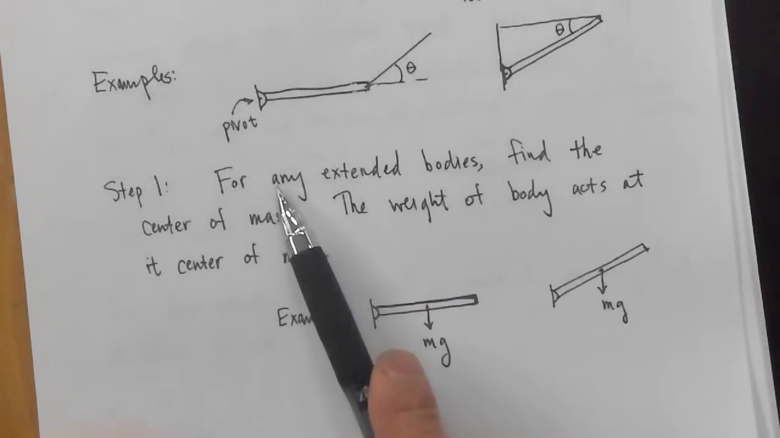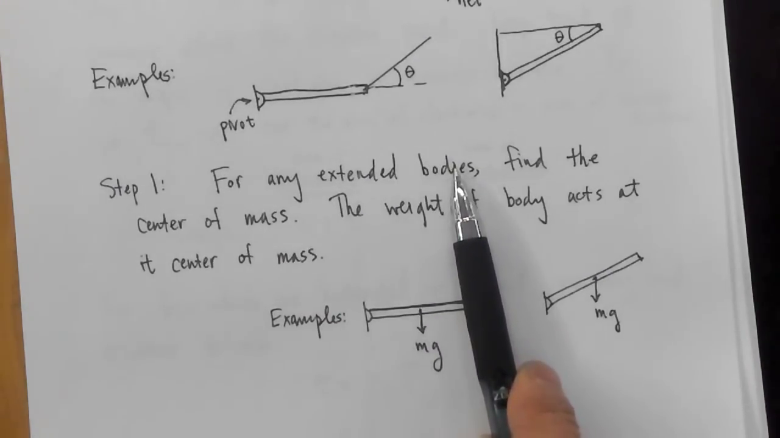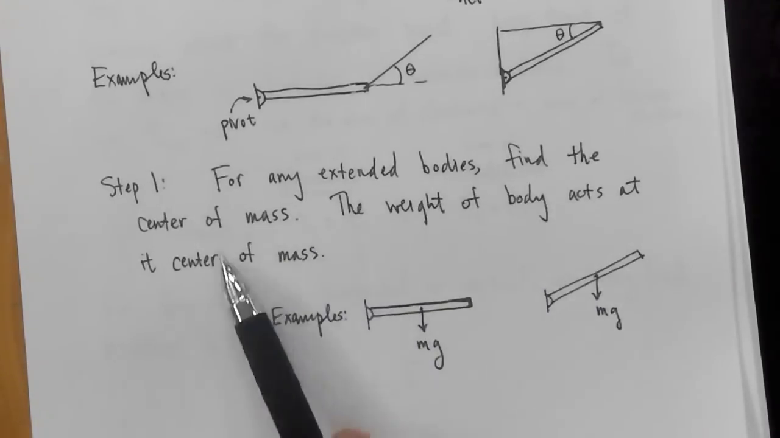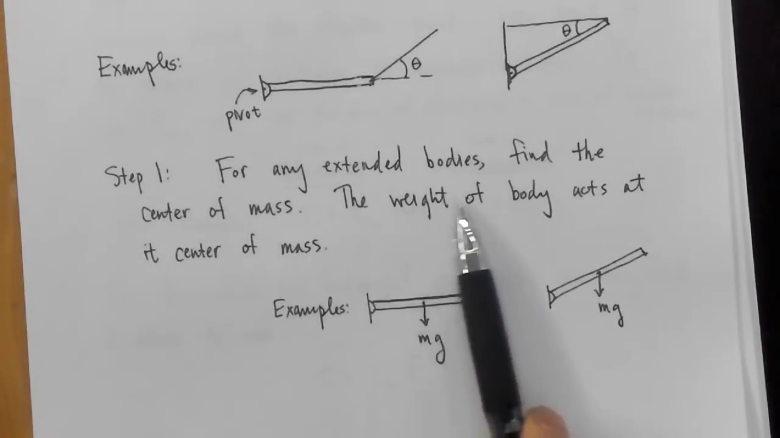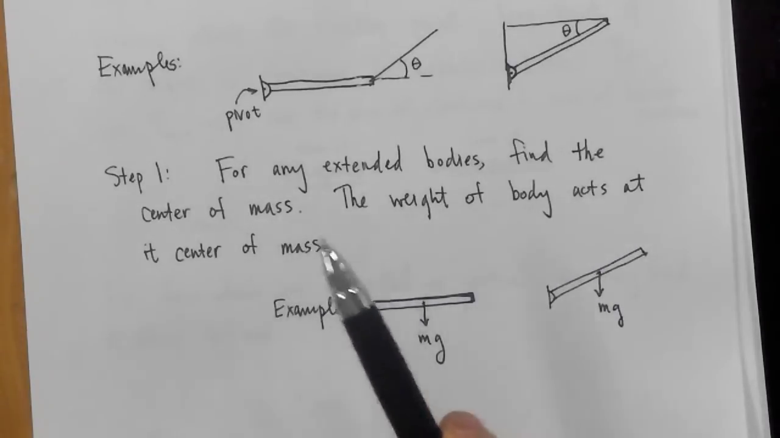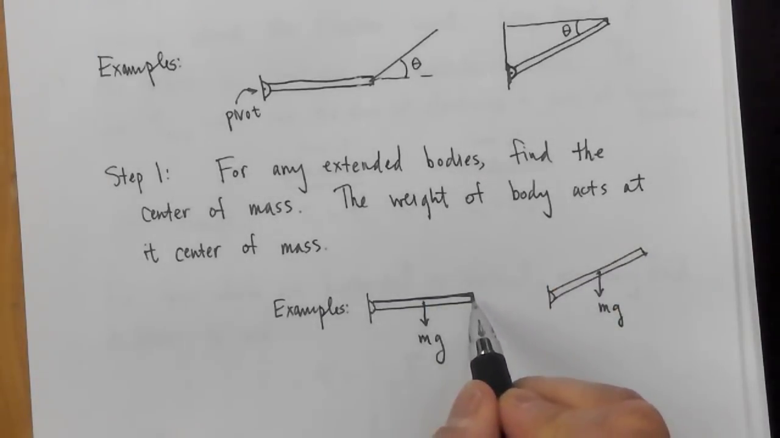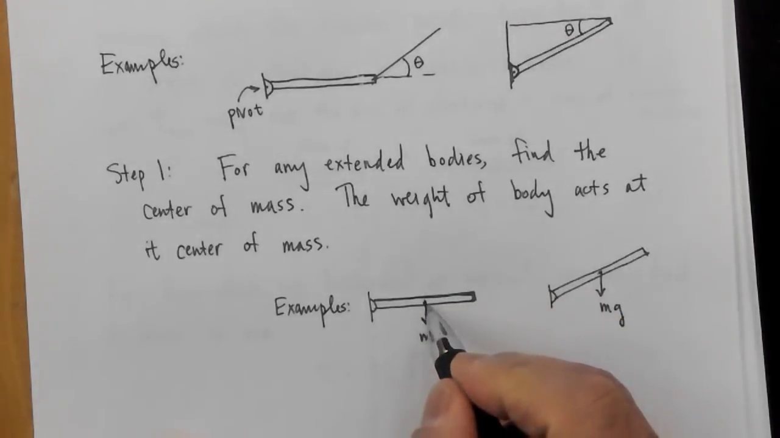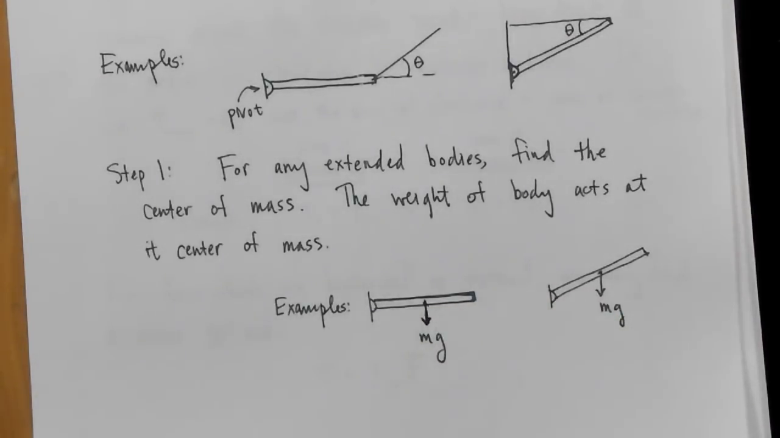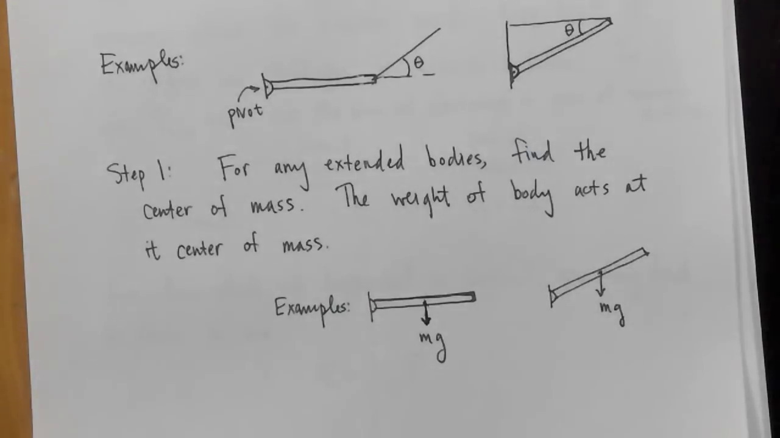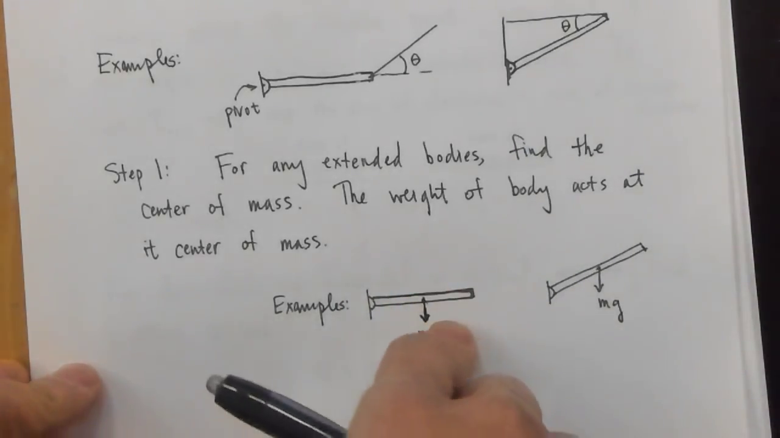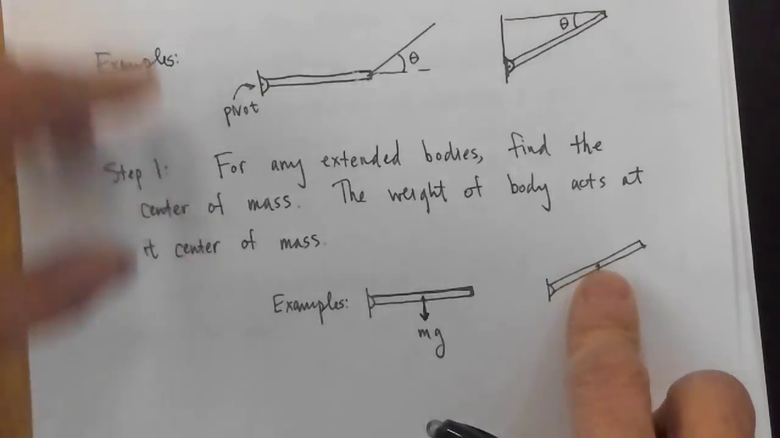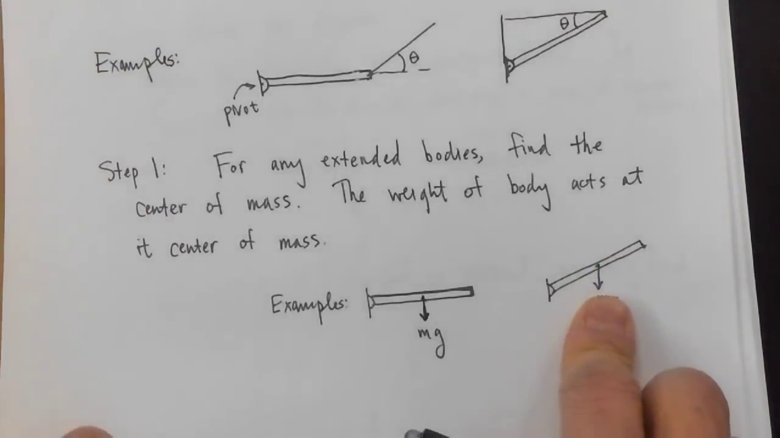Okay? So for any extended object, the first step in a cookbook recipe is to find the center of mass. And then the weight of the body acts at its center of mass. So if I have a uniform rod here, the weight will be mg, and you have the weight going straight down from the center of that rod. Okay, so if you're given the weight of the rod, you're not supposed to neglect the weight of the rod. So you just find the center and it goes straight down like that.